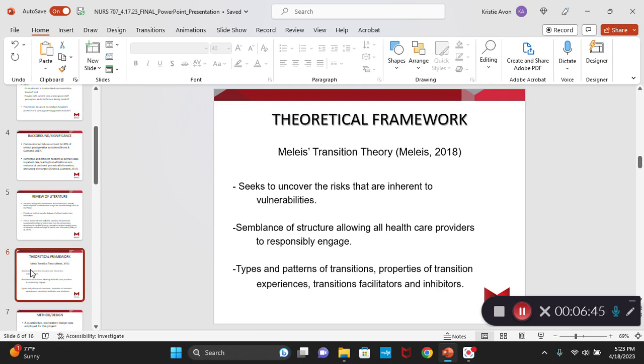I selected Meleis's transition theory as my theoretical framework for this project, and it worked fantastically. It seeks to uncover the risks that are inherent to vulnerabilities. It's a semblance of structure allowing all healthcare providers to responsibly engage. Types and patterns of transitions, properties of transition experiences, and transition facilitators and inhibitors.